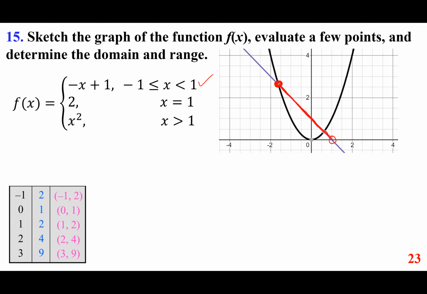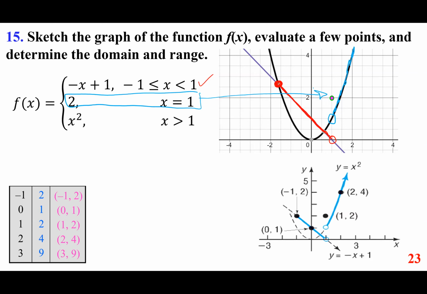For the parabola, starts at 1. There's a hole here. There is this part. And we have this pair 1, 2. And so the graph looks like this. So you should be able to drop the portion which shouldn't be there in the first place. So this is a piecewise defined function.